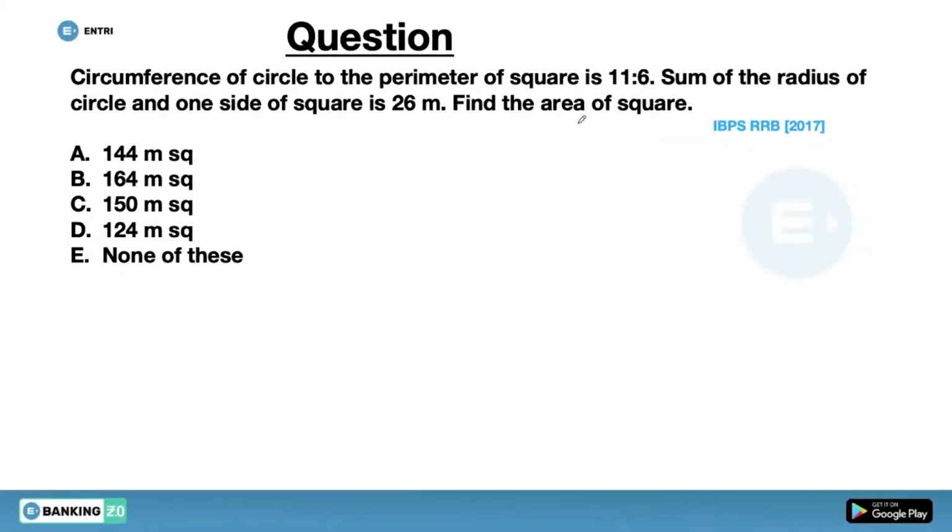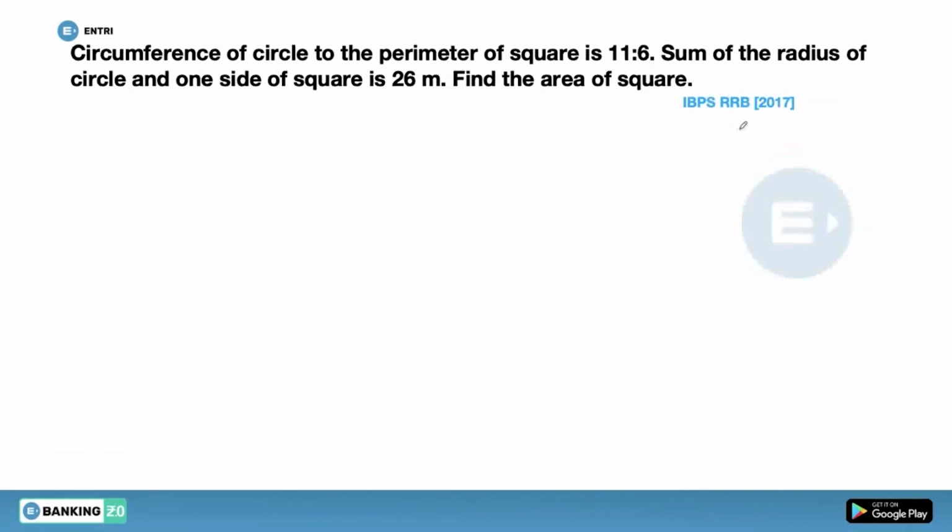The next question says: the ratio of the circumference of a circle to the perimeter of a square is 11:6, and the sum of the radius of the circle and one side of the square is 26 meter. Find the area of the square. See, this question is of IPS RRB 2017. That means this question is also important. Let's try to solve this out.